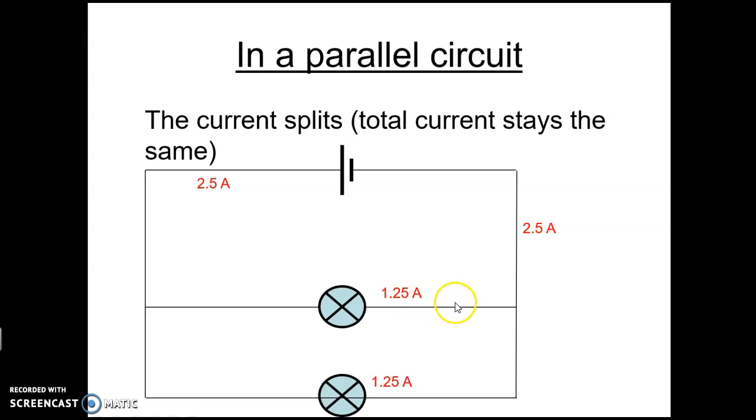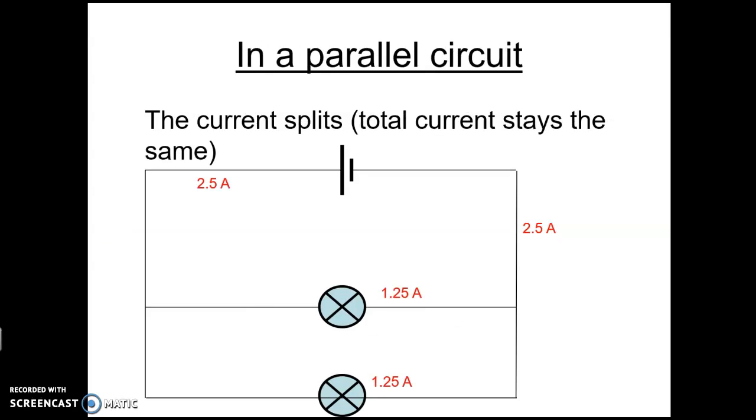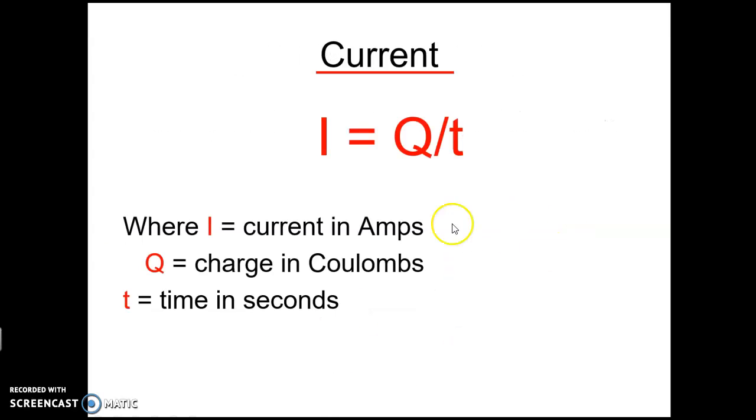Conversely, in a parallel circuit, the current splits. The electrons come out, so let's say 2.5 coulombs per second, half go that way, half go that way, if the lamps are identical. So the current in a series circuit is the same, the current in a parallel circuit splits. And this formula, if we know the charge in coulombs and we know the time in seconds, we can calculate the current as the charge divided by the time, the number of coulombs that flow per second. This symbol I we use to represent current in equations. A little bit confusing, but there you are. I think it's because current used to be called intensity.